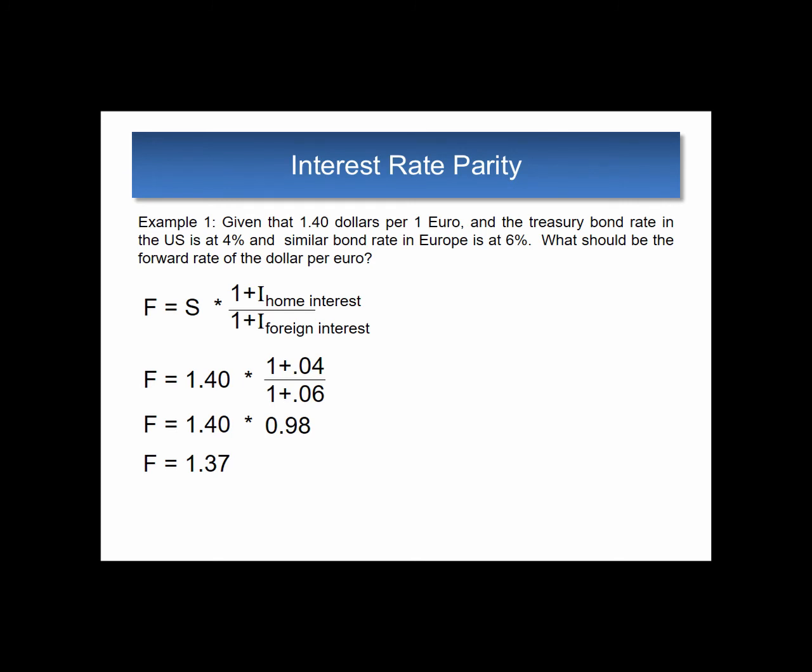Here is an example. Given that $1.40 per euro and the Treasury bond rate in the US is at 4%, and similar bond rates in Europe is at 6%, what should be the forward rate? By substituting the given into the formula, we can now compute, which will give us a forward rate of $1.37.